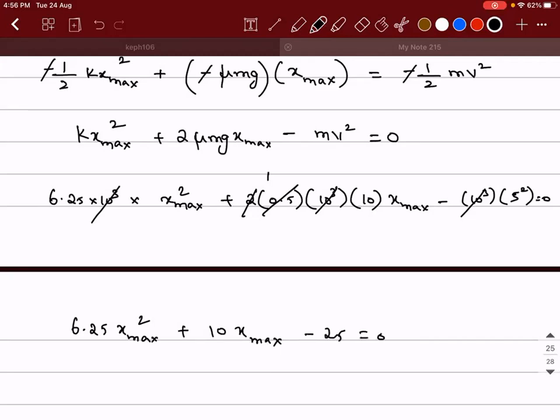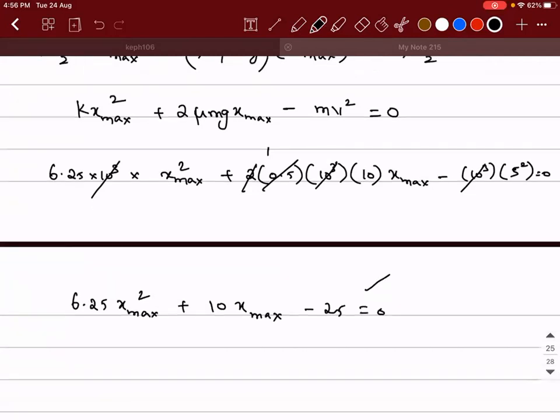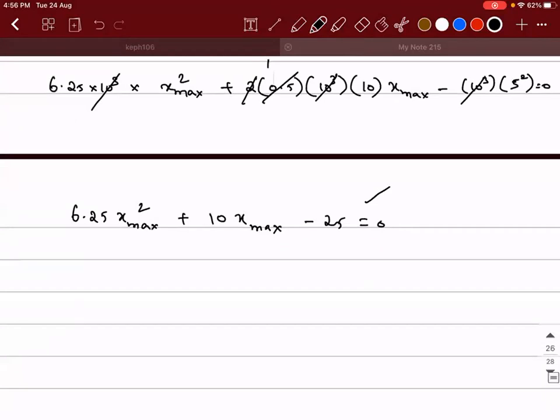All are divisible by 5. Simplify and then solve. You can use the quadratic equation formula, minus b plus or minus root of b square minus 4ac, by 2a. As I told you, you will get two values of x max. The one which is negative should be ignored. The one which is positive should be taken into consideration, because x max is length, length is distance, and distance cannot be negative. Clear, guys?